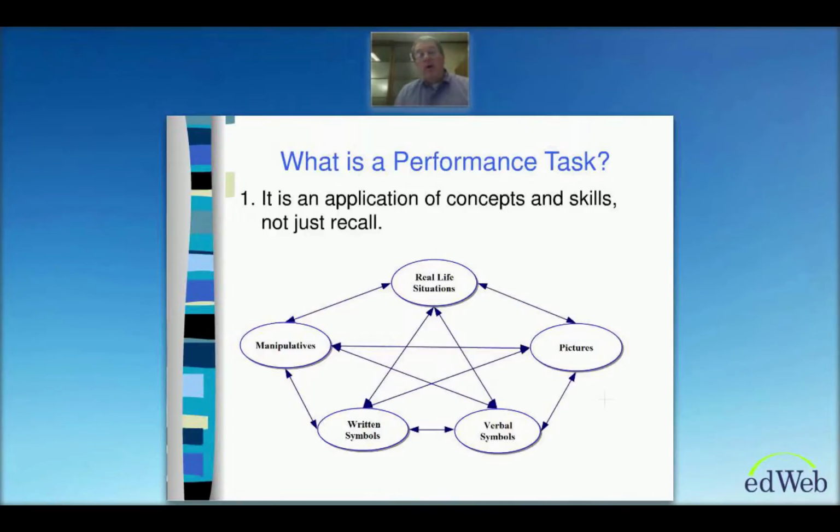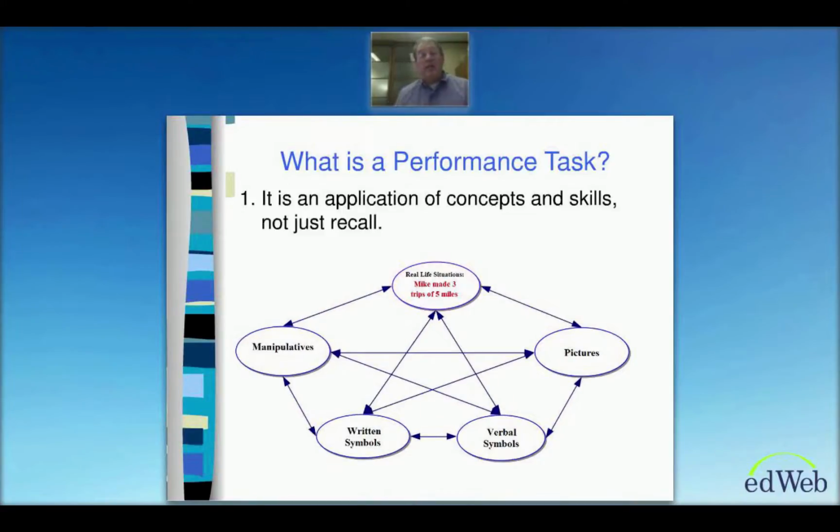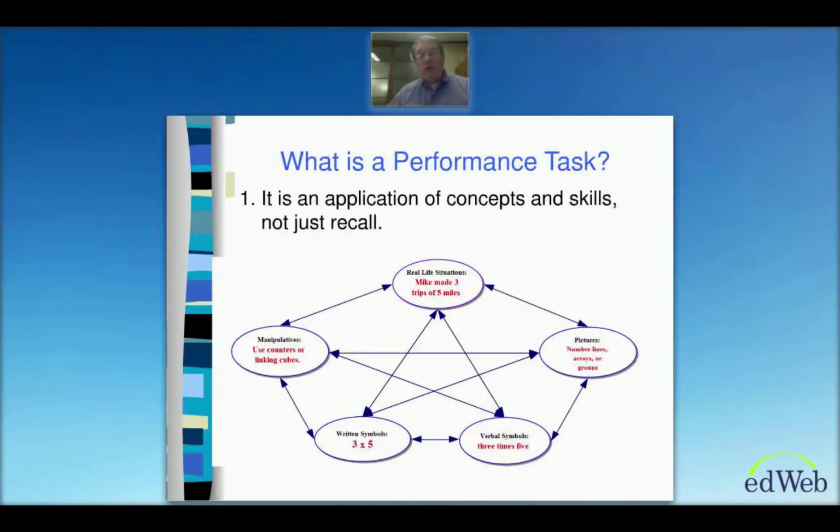Not only is it important to know all 5 of these aspects of a particular concept, but being able to build the relationships between any 2 of them is key as well. So let's say, for example, we're talking about multiplication at a grade 3 level. The real life situation might be something like Mike made 3 trips of 5 miles. But what we want is for students to be able to relate that concept to the way it's manifested in each of the other 4 manifestations of the concept.